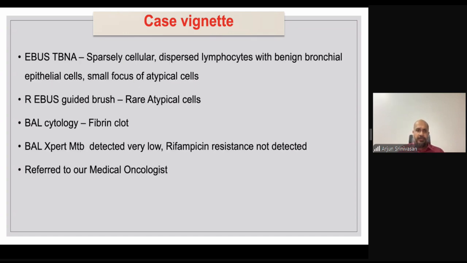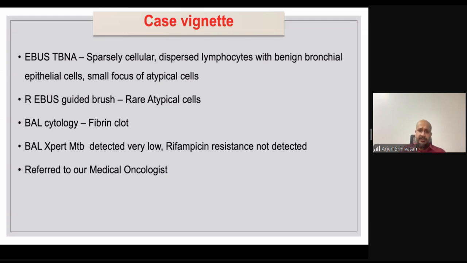And this is the report which is available. You can see that the EBUS TBNA is sparsely cellular. Few lymphocytes are there, and the pathologist is raising that there may be a small focus of atypical cells there. Radial EBUS guided brush shows a few rare atypical cells, and the BAL cytology is predominantly clot. To confuse the picture further, the BAL GeneXpert shows a very low detection of positivity with the rifampicin resistance not detected.